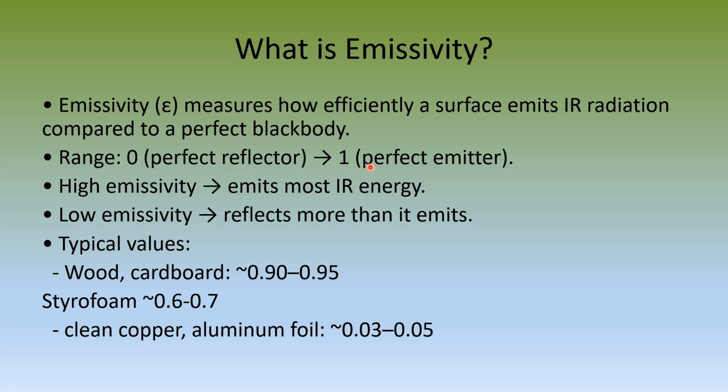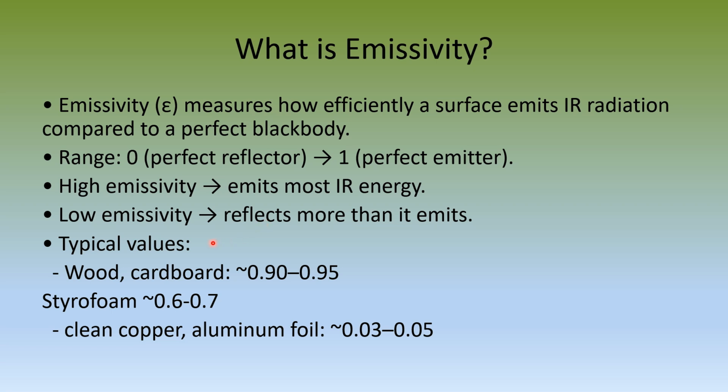Now, a perfect emitter would be approaching a black body, a theoretical idea, and that's going to be like a piece of coal or a dark piece of metal. It mostly just emits radiation. It doesn't reflect anything. It absorbs and re-emits. So a high emissivity material emits most of its IR radiation. This is going to be like the wood and the cardboard that gave good readings. Low emissivity, we're going to see, would be like the aluminum foil and the shiny copper.